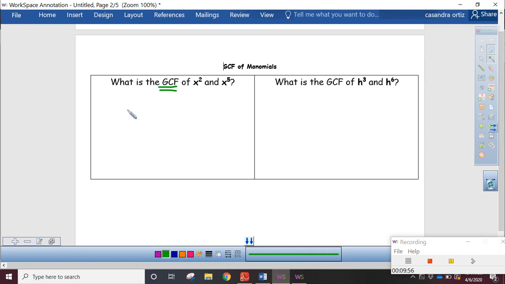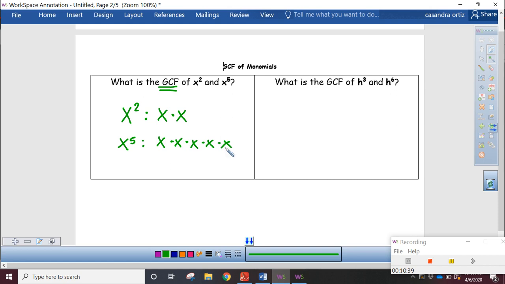So we'll go ahead and start with x squared. What x squared represents is x times x. So that number 2 lets you know how many x's you are multiplying. Okay, now let's look at x to the 5th. Well, x to the 5th is x times x times x times x times x. 5 x's. 1, 2, 3, 4, 5.